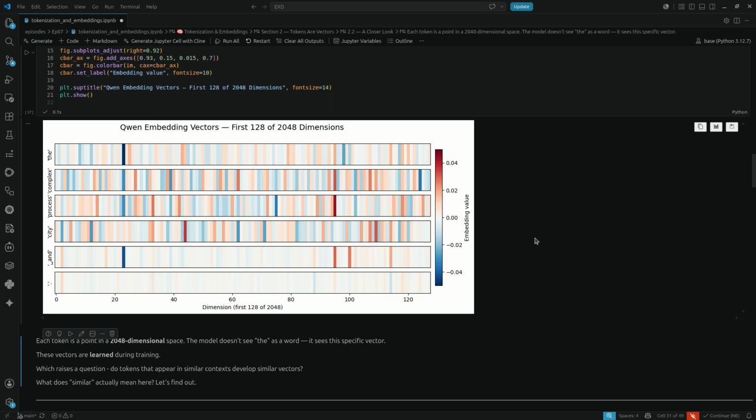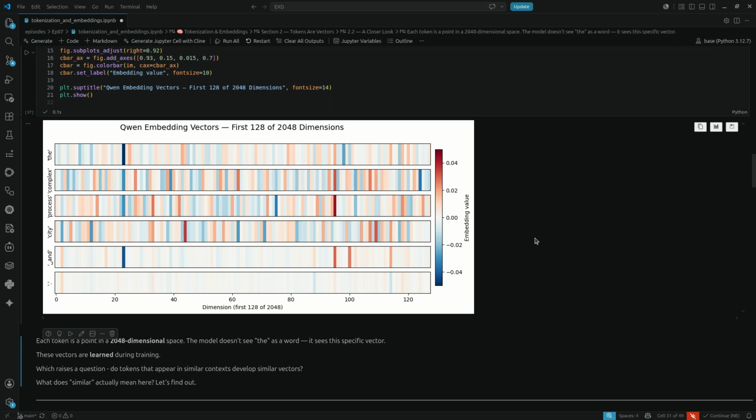This is awesome. And how are these points determined? This is actually what happens during training. That's the idea. The vector is learned during training. And this begins to give us a sense of what is actually happening inside an LLM during the training process.